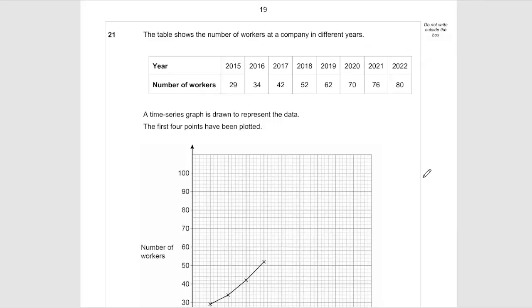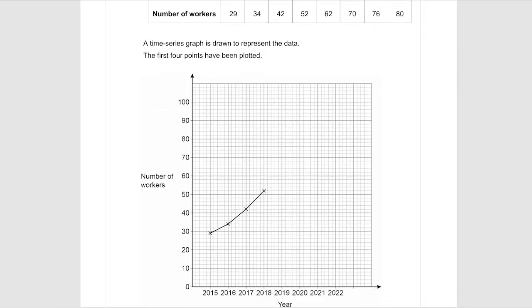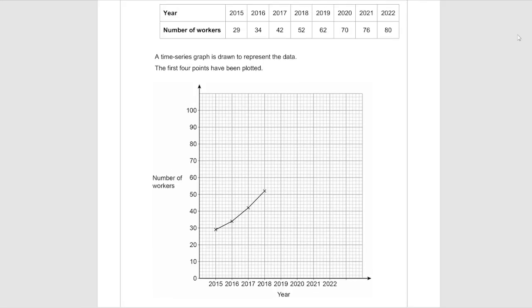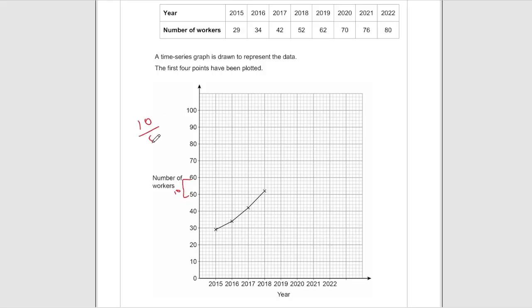So the table shows the number of workers at a company in different years, 2015 to 2022. So here's my graph. Okay, so what it wants me to do on this one is to complete the graph. So I've got 15 plotted, 16, 17, 18, 2019 is 62, so I've got to think how many squares is it on each, what's the small squares worth? Well, there's 5 small squares and the difference between here is 10. So 10 divided by 5 gives me 2 people per little square. So I'm going to go 60, 62 is that one there.